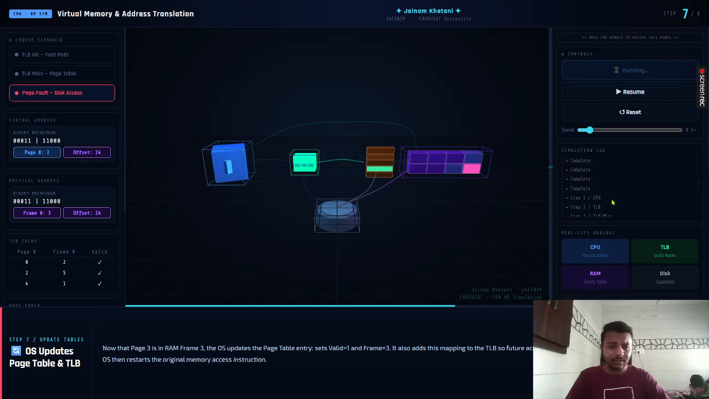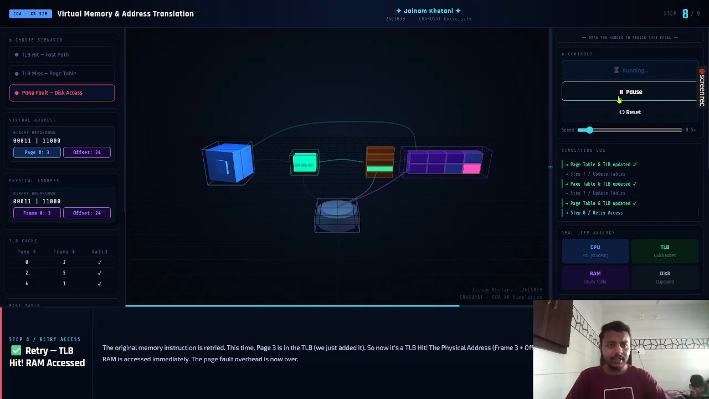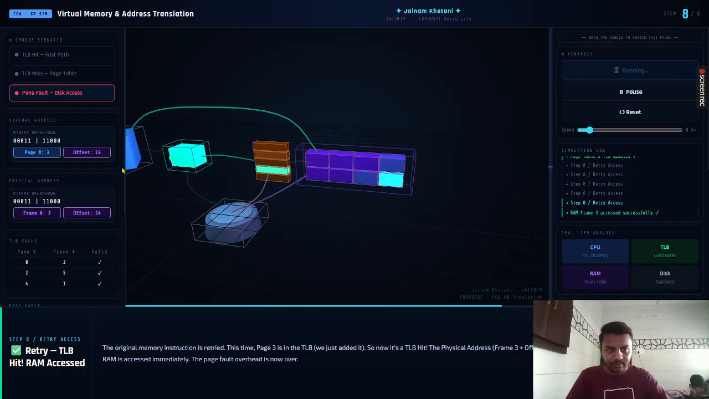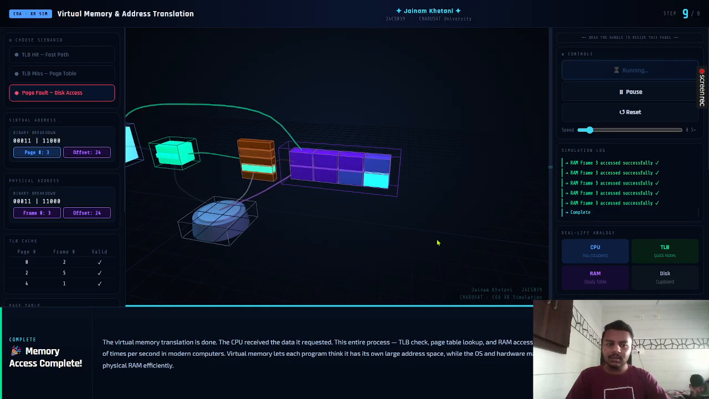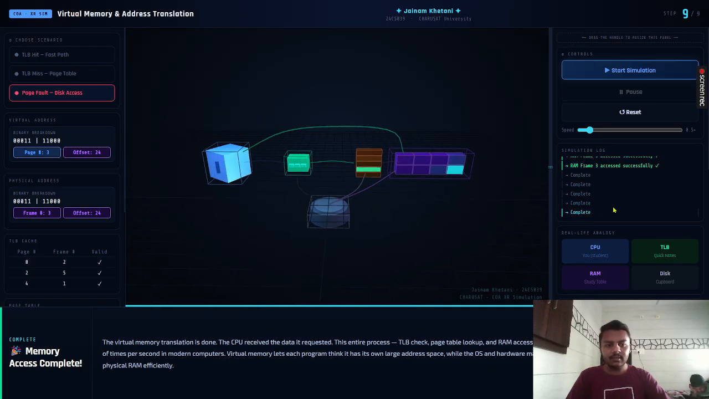These are the simulation logs of all the three simulations we tried. Let's first finish the remaining simulation. Yes, done. This RAM frame 3 access is successfully completed.